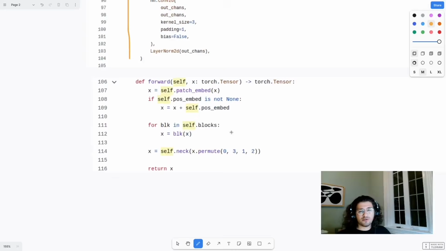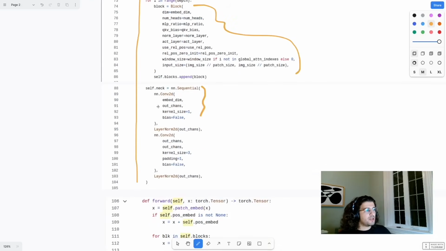And the forward is also very simple, right? So you're getting the embedding, you're adding the positional embedding back, and you iterate over the transformer blocks, and then you just get out and do this last part with the convolution layer.